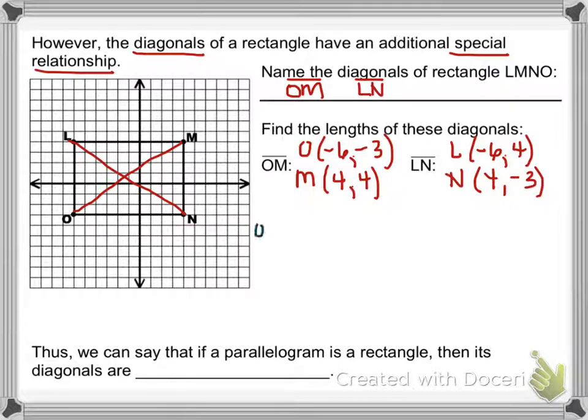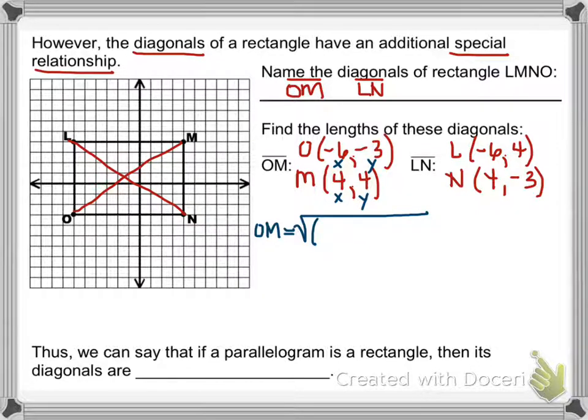Let's first find the distance between O and M, which would be called OM. We're going to take the square root of, and in the first set of parentheses, we're going to subtract our x's. In the second set of parentheses, we're going to subtract our y's. We're going to square both of them, then add them, and then take the square root. So it's a lengthy process.